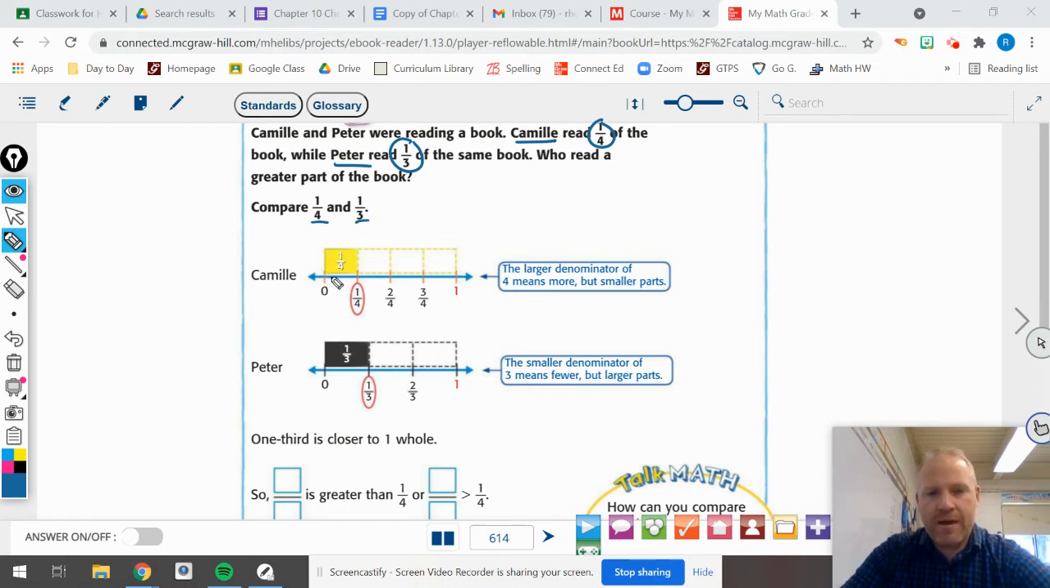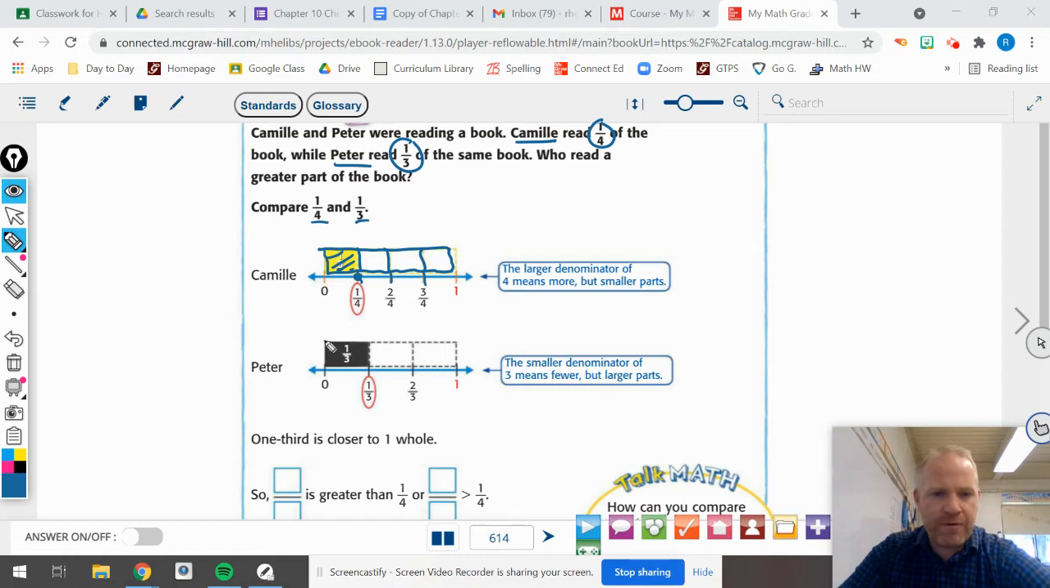So Camille has 1/4, so we can either draw a box, a bar, and cut it 3 times to make fourths, and then show one of those fourths. Or we can draw a number line and cut the number line 3 times in between the 0 and 1 to show fourths, 1/4, 2/4, 3/4. And we're going to put our bubble at 1/4.